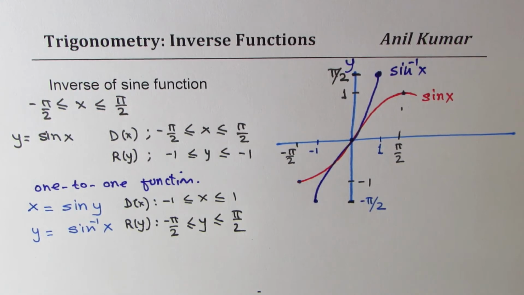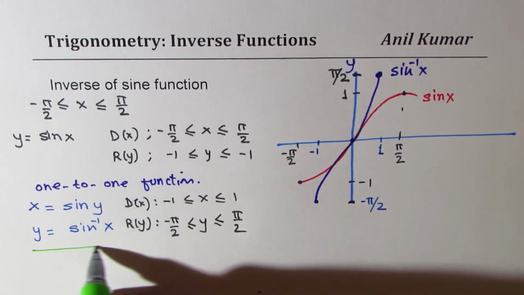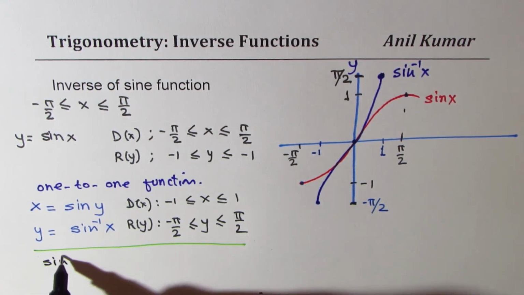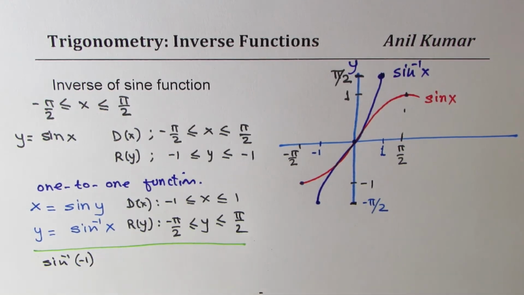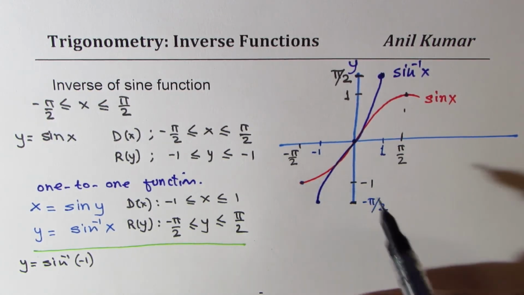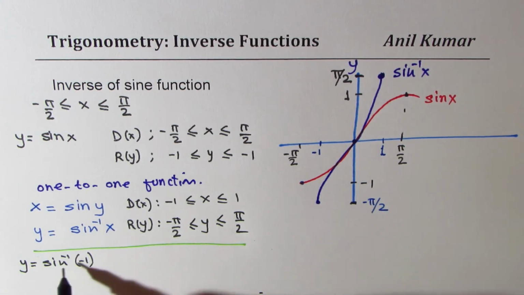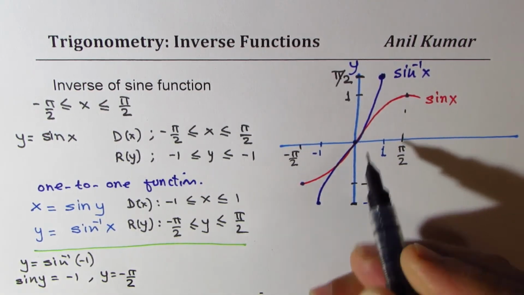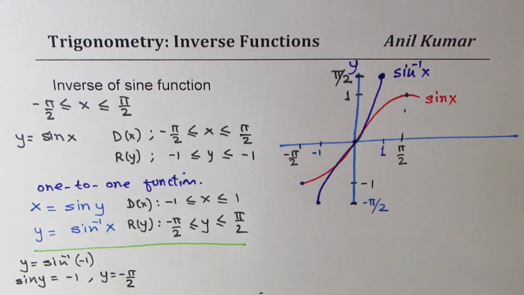Now, once you know this, we could solve many questions related to inverse function. Let me take some for you. Let's say we need to find sine inverse of minus 1. So y equals sine inverse of minus 1. How are you going to do it? In the inverse function, we know sine inverse of minus 1 will be minus pi by 2, correct? Or you could write this as sine y equals minus 1, and that gives you y equals minus pi by 2. So you can read from this graph to get the value. Is that clear?